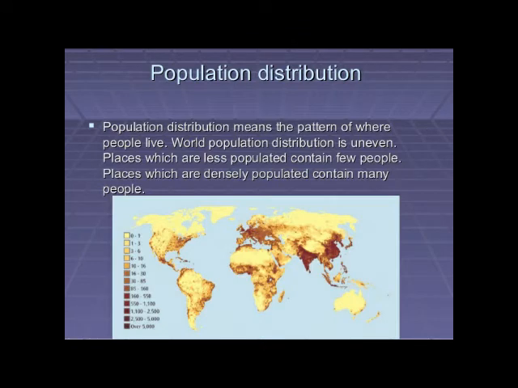Next we come to population distribution. Now population distribution means the pattern of where the people live. The world population is unevenly distributed. Places which are less populated contain few people, while places which are densely populated contain many people. Broadly, 90% of the world's population lives in about 10% of the world's land area.